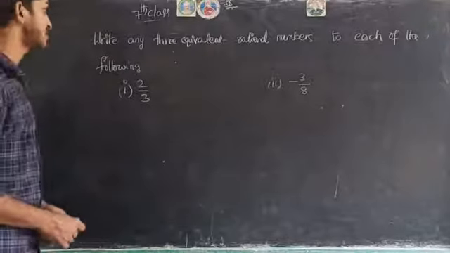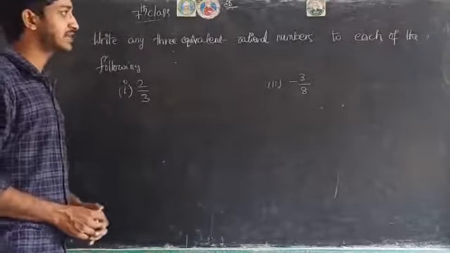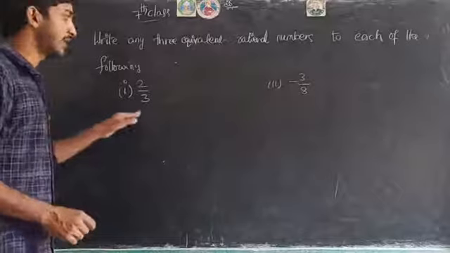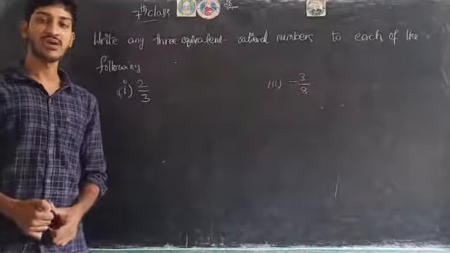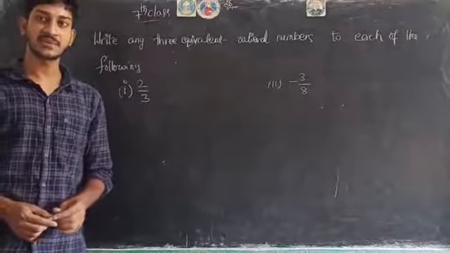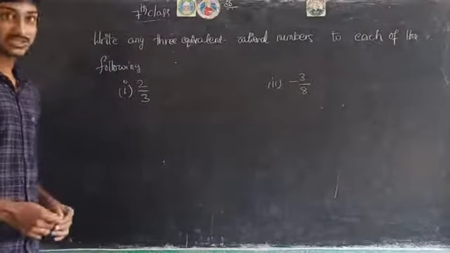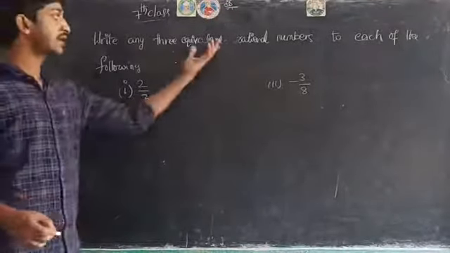Problem in exercise 7. Write any three equivalent rational numbers to each of the following. Here two rational numbers are given. The first one is 2 by 3. Here we have to write three equivalent rational numbers. So see here, how can we write equivalent rational numbers?